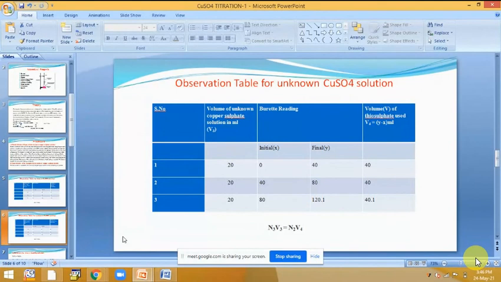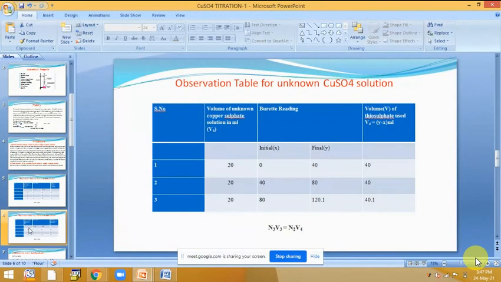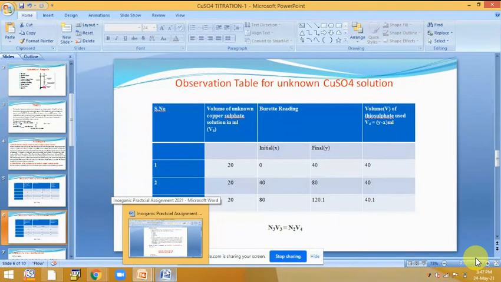Now you see this 50 is in here. Instead of 30, the value will be 50. Okay. This value where I used 30 in your assignment will be 50, and for the unknown solution it will be 60 instead of 40. So in this way you can repeat the calculation.